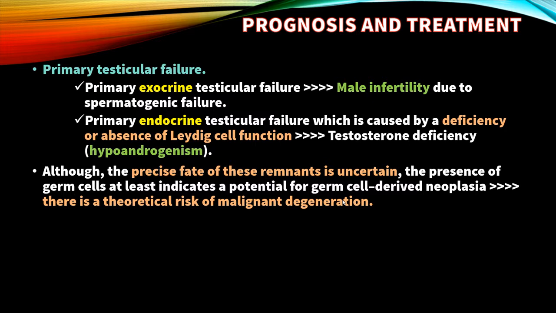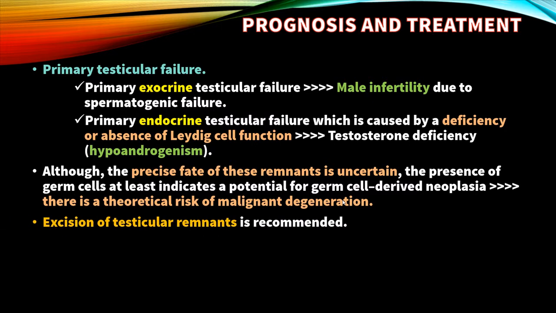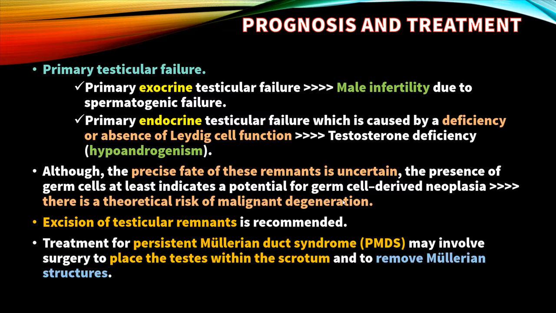Although the precise fate of these remnants is uncertain, the presence of germ cells at least indicates a potential for germ cell-derived neoplasia. So there is a theoretical risk of malignant degeneration. Excision of testicular remnants is recommended. Treatment of persistent Mullerian duct syndrome may involve surgery to place testes within the scrotum and to remove Mullerian structures.